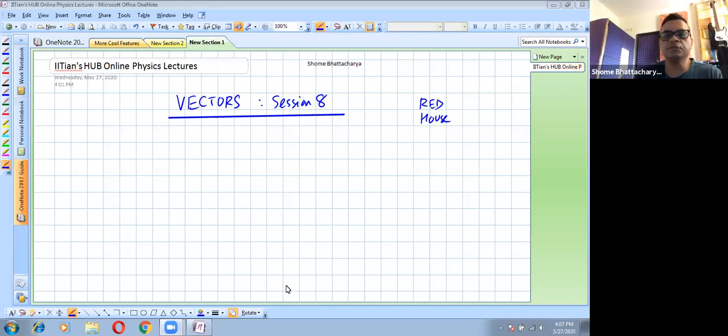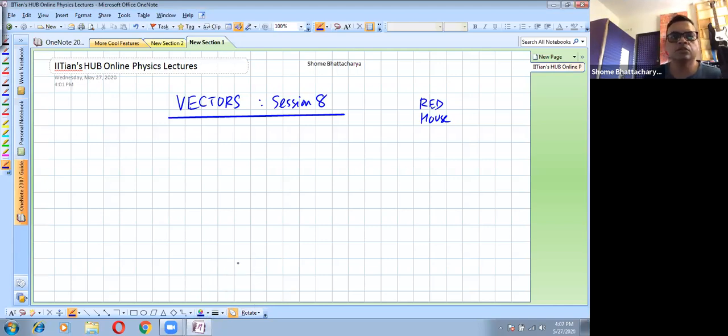Okay, so good afternoon to everybody and welcome to session number 8 of vectors. We're going to start with understanding some applications of dot product again through worksheet number 6 that I had given you to solve earlier, and we'll start with the discussion of some of the questions from that worksheet.